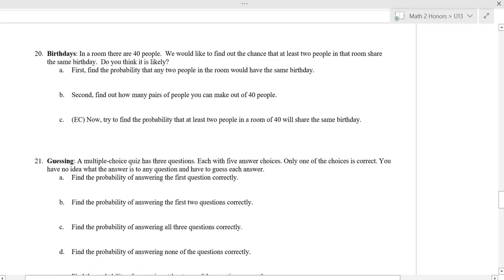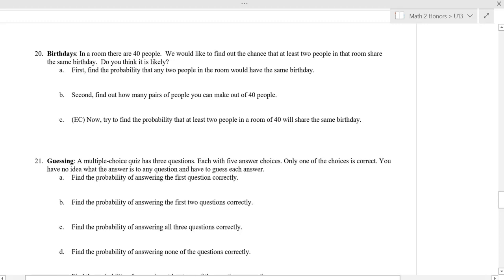Alright, birthdays. In a room there are 40 people. We'd like to find out the chance that at least 2 people in that room share the same birthday. Do you think it's likely? This is a very interesting problem. I wish we could do this in person, but not. Alright, but it is a very interesting problem.